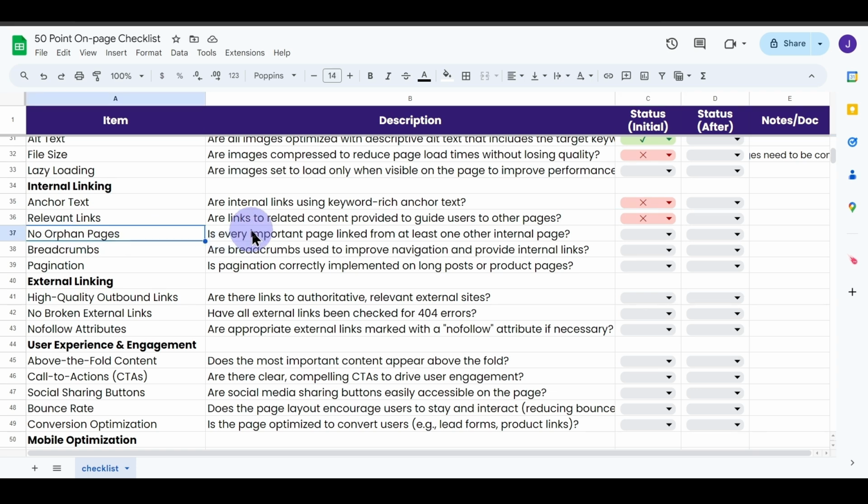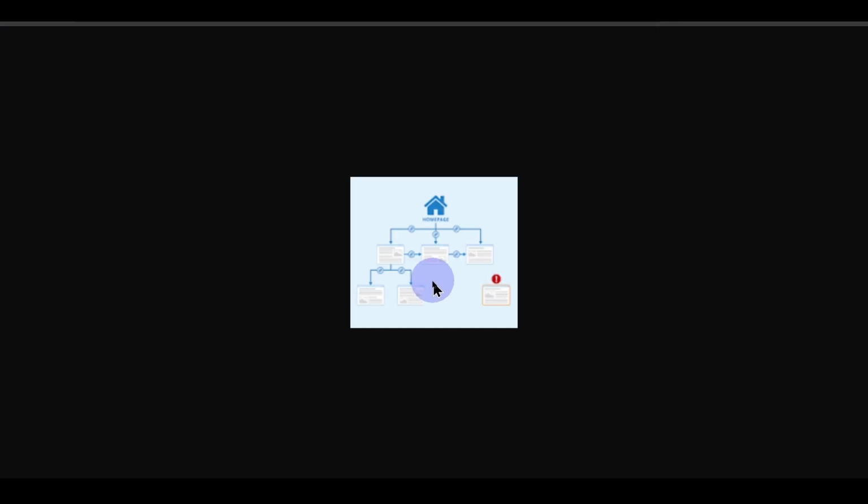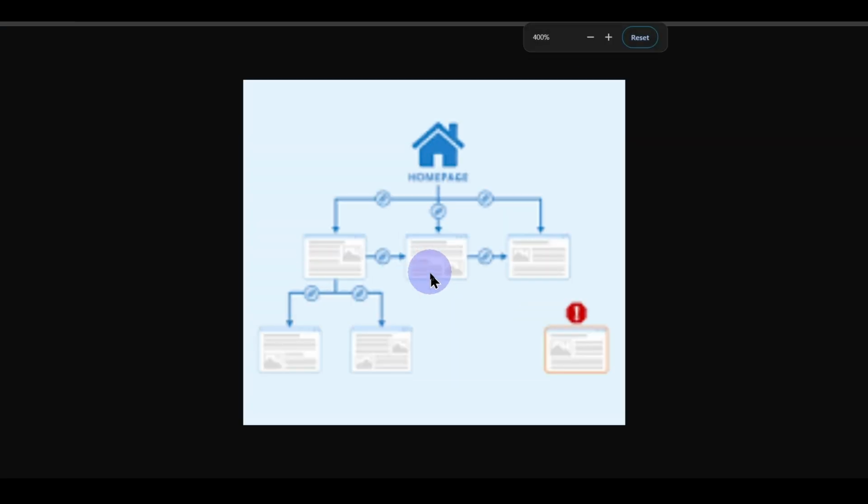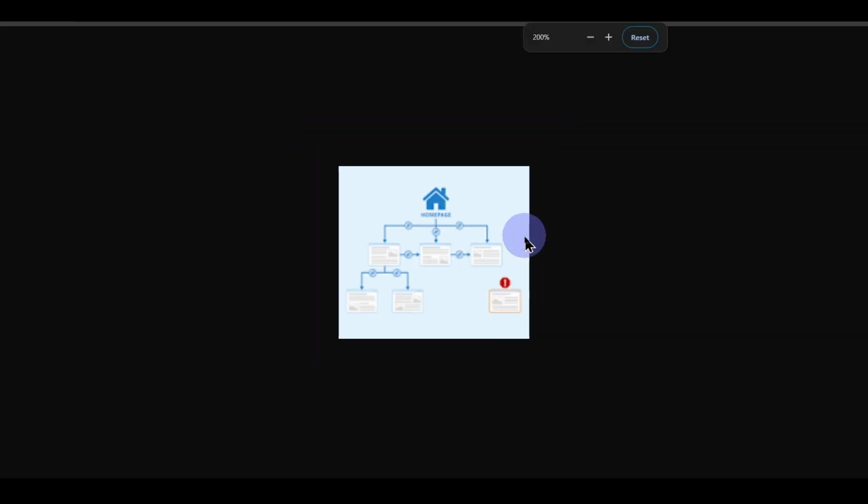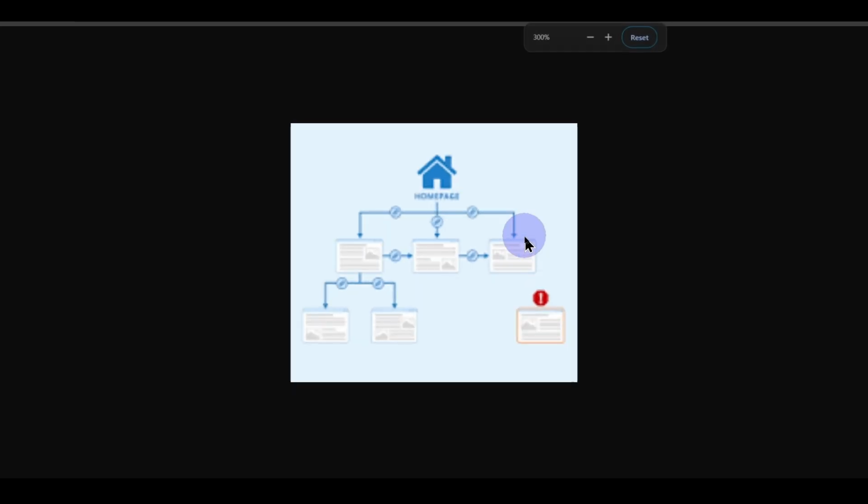So is every important page linked from at least one other internal page? Now orphan pages occur when pages are published, but they are not linked to or linked by any other internal page in the website. So what this means is, I'll just show you with the help of a small diagram. I'm not sure if it's clear. It's quite blurry, I'm guessing.